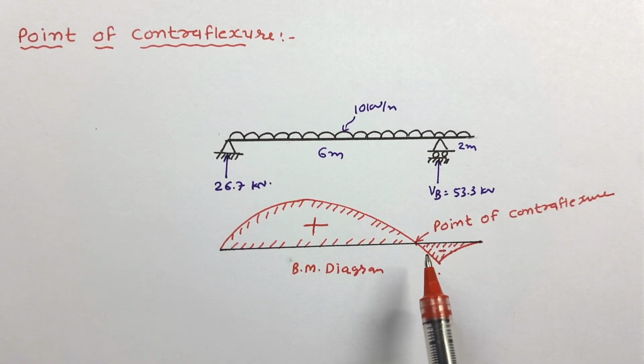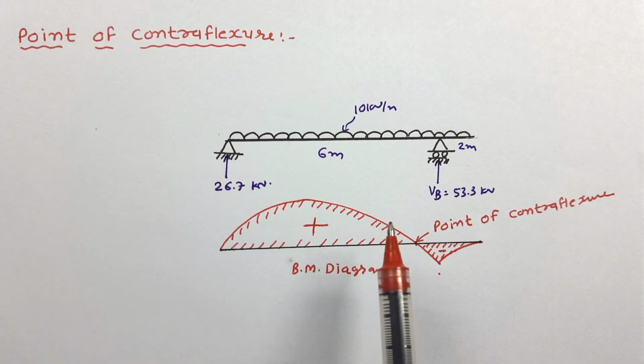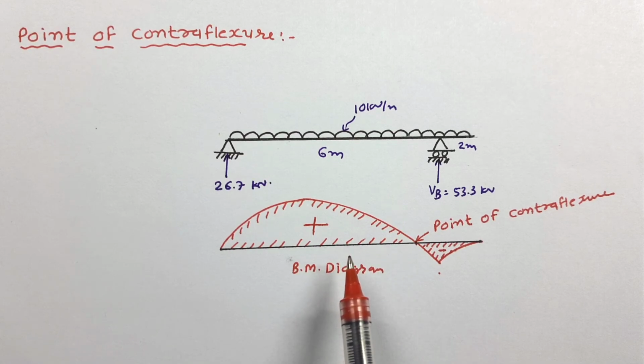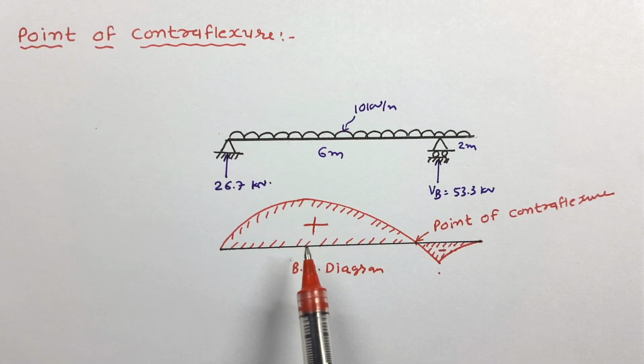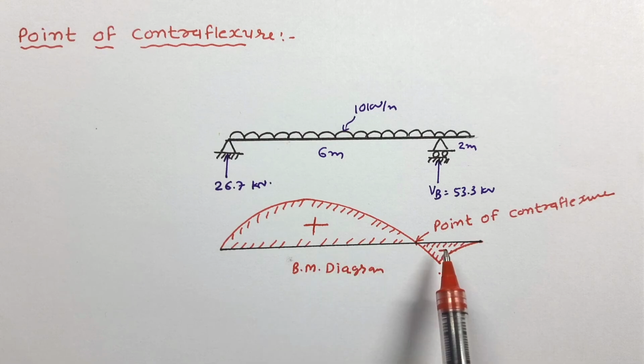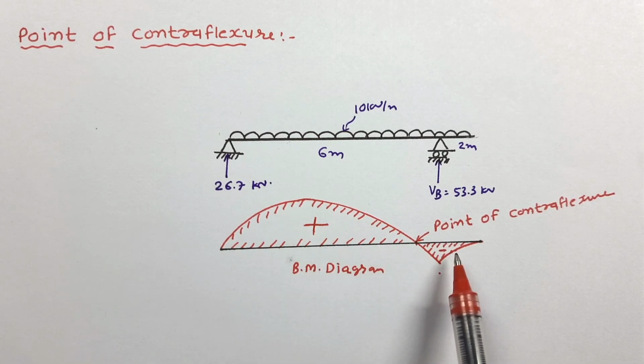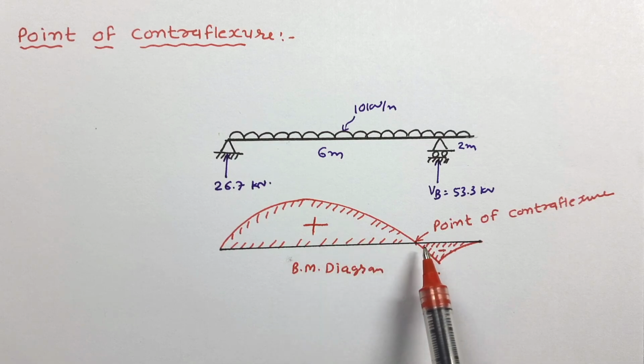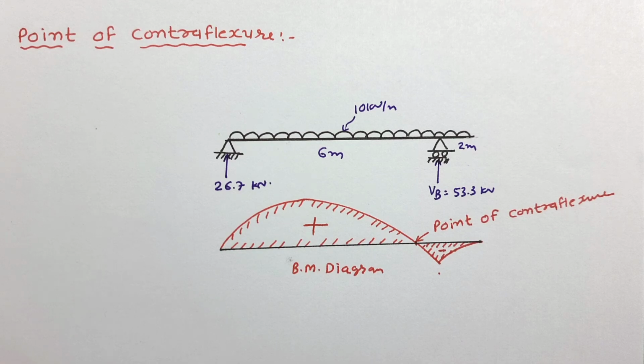Normally for cantilever beam, shear force diagram is positive and bending moment diagram is negative, while for simply supported beam, shear force diagram is negative and bending moment is positive. But in overhanging beam, there is a combination of positive and negative moment, and in this case such a point of contraflexure exists.